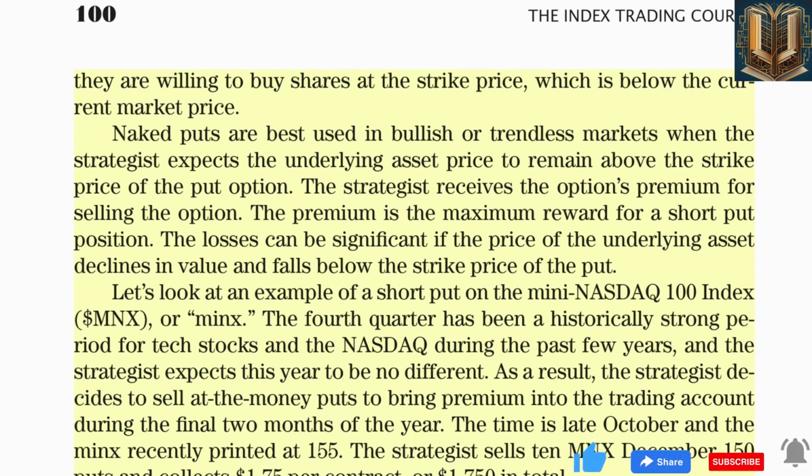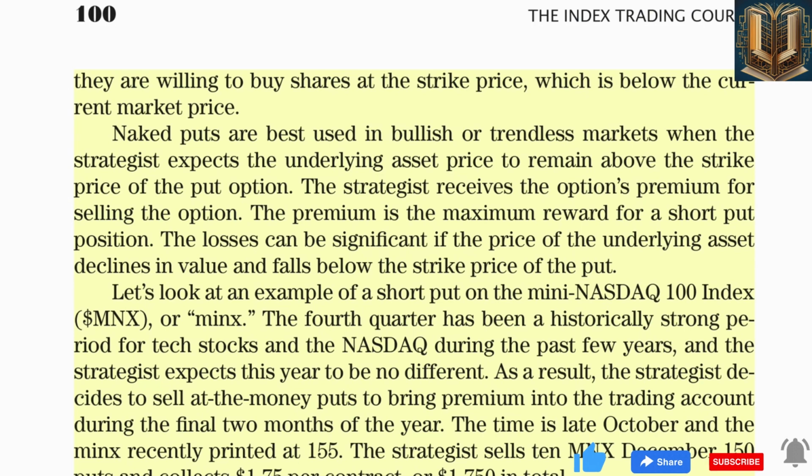The time is late October and the MINX recently printed at 155. The strategist sells 10 MNX December 150 puts and collects $1.75 per contract, or $1,750 in total. Figure 6.4 shows the risk graph of the naked MNX puts. The risk curve slants downward to the left since the trade loses money as the price of the MINX falls. Additionally, the profit is limited to the initial credit received for selling the put.